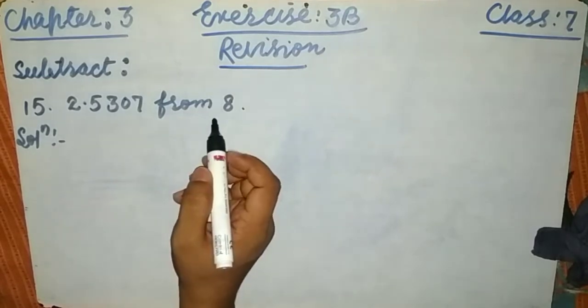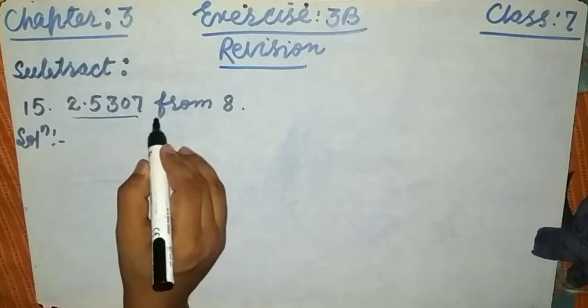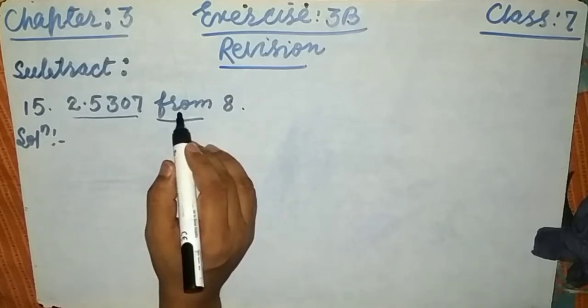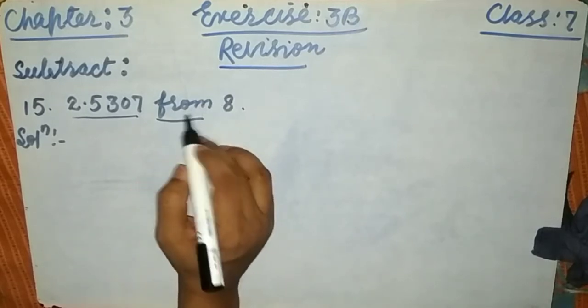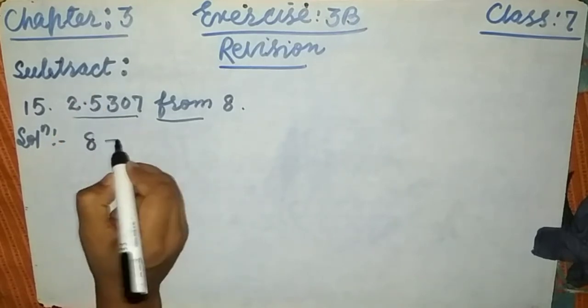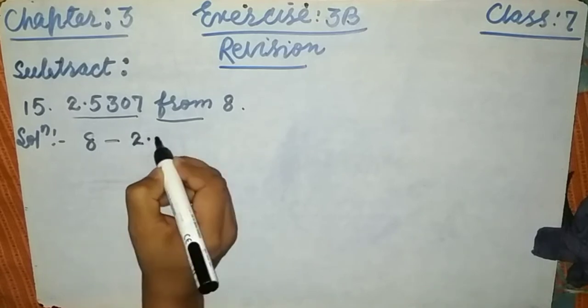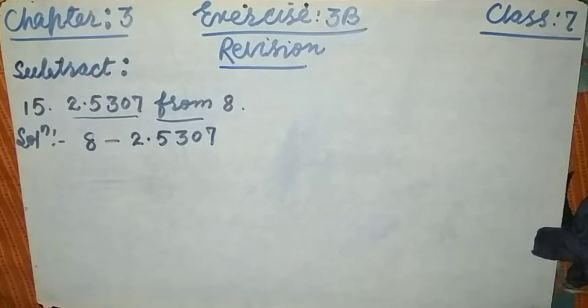0.5307 from 8. Friends, if you remember, we will talk about such questions, such as an algebraic expression or any question where the statement says subtract and contains the word "from". The thing written after "from" we bring first, then subtract, then write down the first term, 0.5307. This is the main concept.